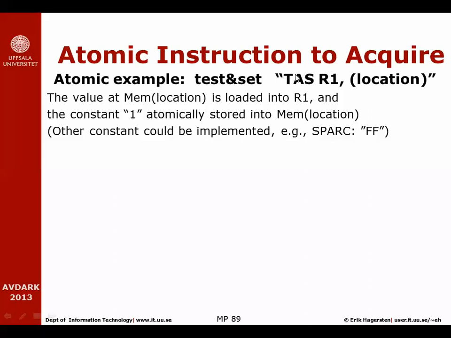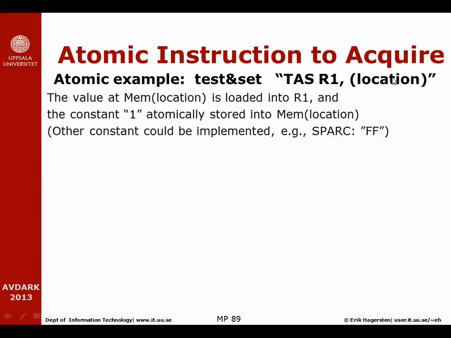So this TAS instruction specifies one register and one memory location. And the semantics of the test and set instruction is that it loads the data value of the memory location identified by this address into register R1, and atomically, without chance for any other instruction or any other thread to sneak in and look at what's going on, it will write a constant back to that memory location. So for example, it can write a constant 1 atomically into that memory location.